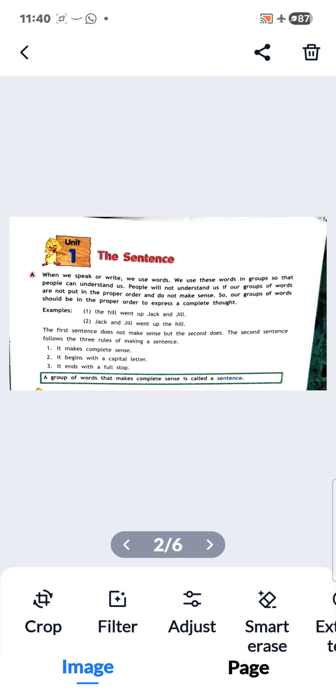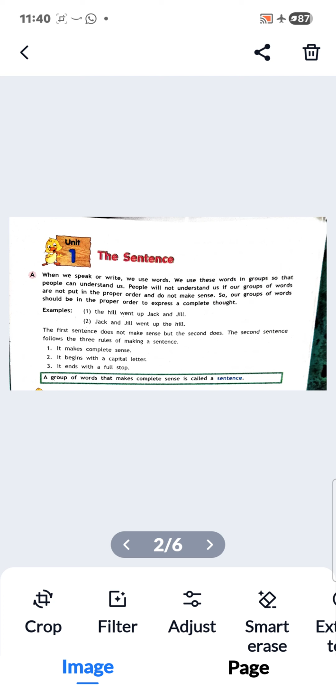The first chapter is the sentence. So you all know what is a sentence. A group of words that makes complete sense is called a sentence. Yes. For example, you can see, "the hill went up Jack and Jill." In this sentence, there is no sense. But when we write it like this, "Jack and Jill went up the hill," it is following the three rules for making the sentence. So it is giving the complete sense.